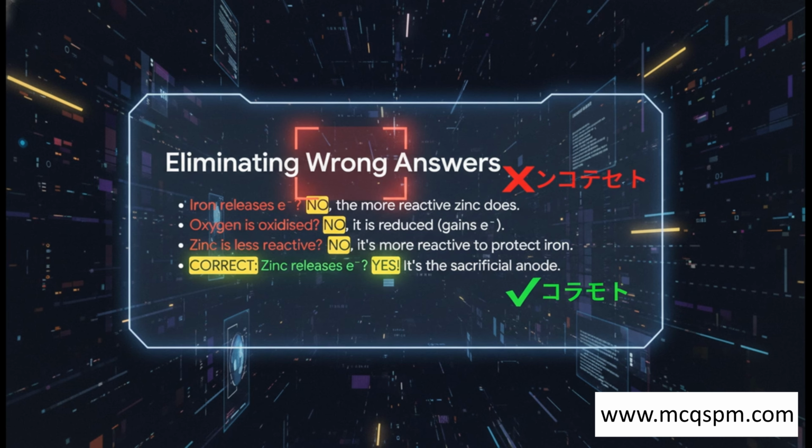Does iron release electrons? Absolutely not. That's the whole reason the zinc is there, to stop that from happening. Does oxygen get oxidized? No, oxygen gains electrons, which means it gets reduced. Is zinc less reactive? No way. If it were, this whole bodyguard thing wouldn't work, which leaves only one logical answer.